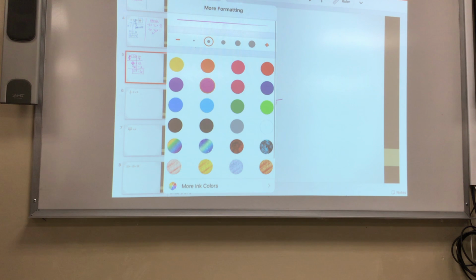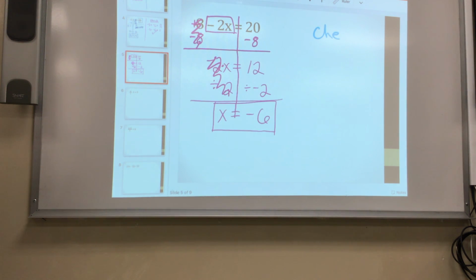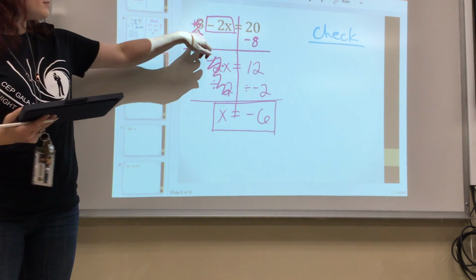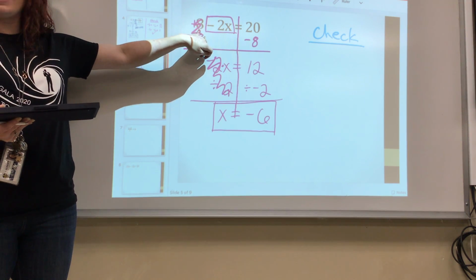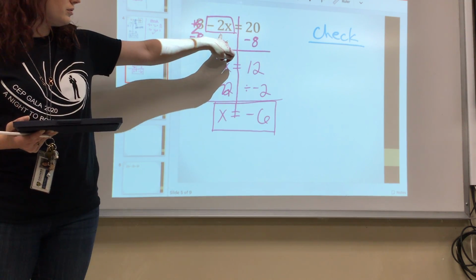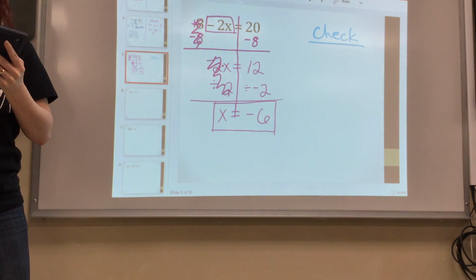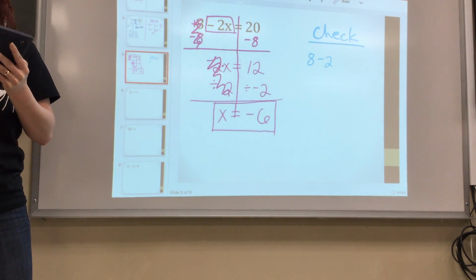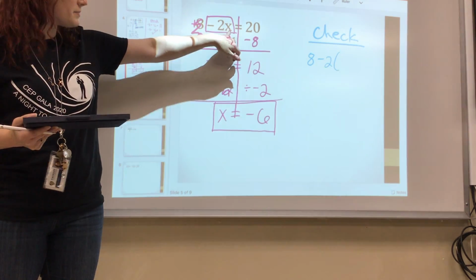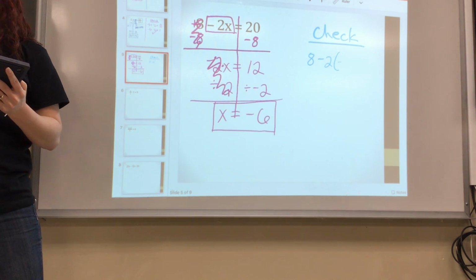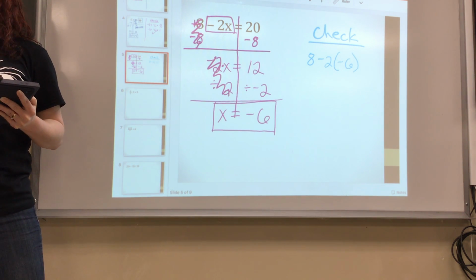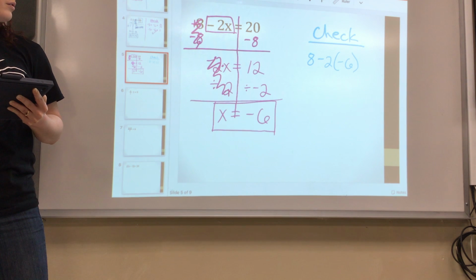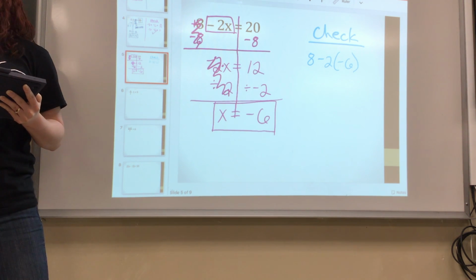Okay? Any of you try the check yet? Yes. No. Yes. You tried? Okay, let's try together. We're going to start writing our check by 8 minus 2. And then it's 2 times negative 6. What do I want that to equal? 8 minus 2 times negative 6. What do I want it to equal? What number do I want it to equal? Jude?